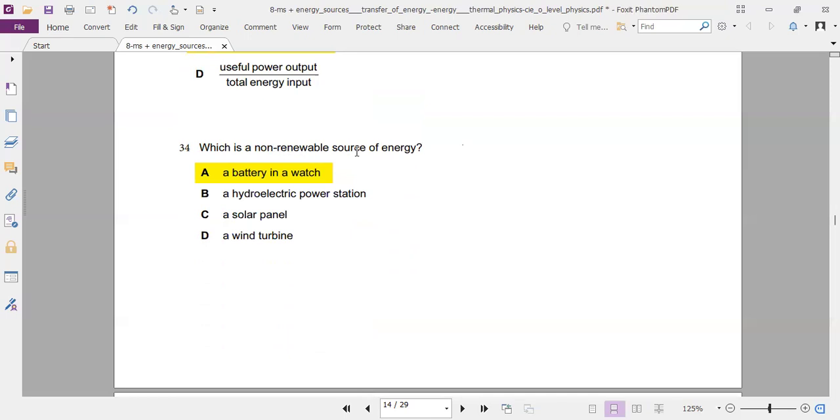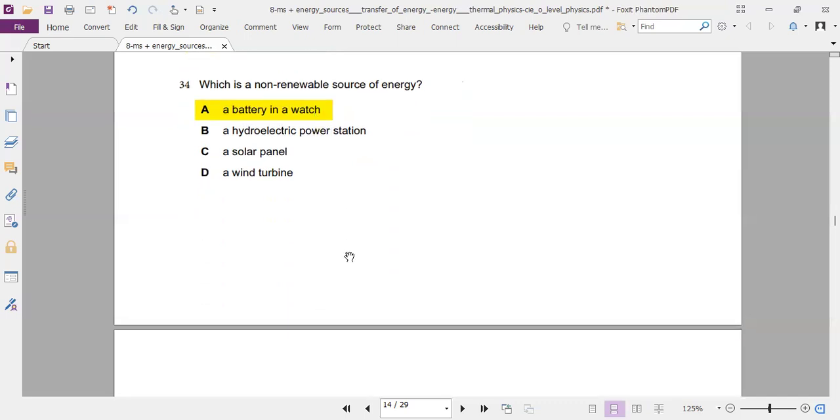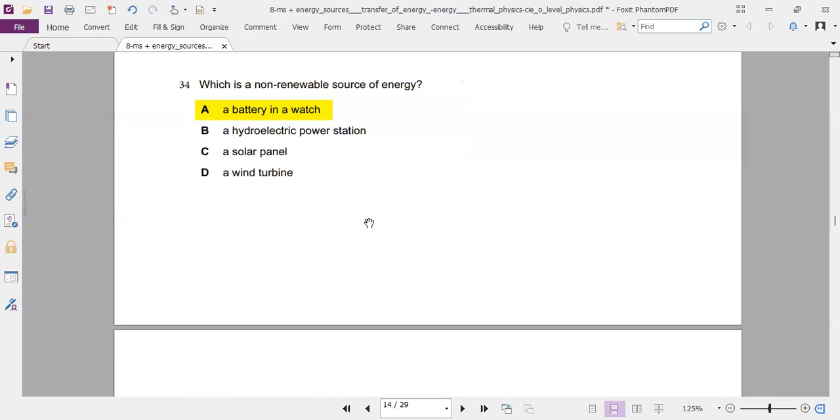What is the non-renewable source? It is the battery in a watch. Why? Because it is non-renewable. It is the chemical form of energy. It will eventually run out one day. If the watch had a small solar panel, it would always be there. A wind turbine can't be used in a watch. A hydroelectric power station can't be used in a watch.